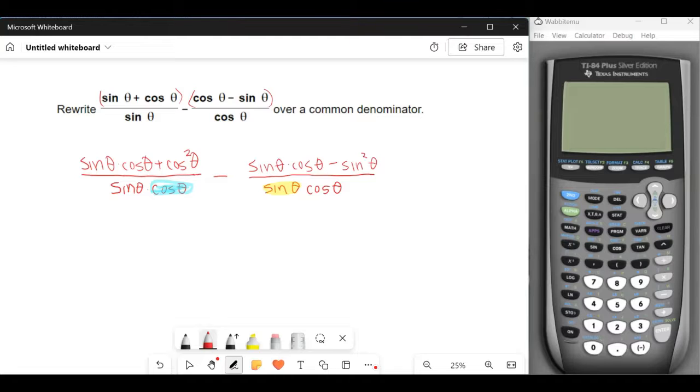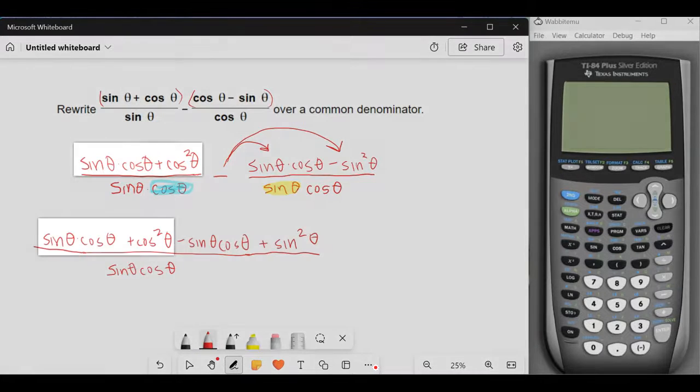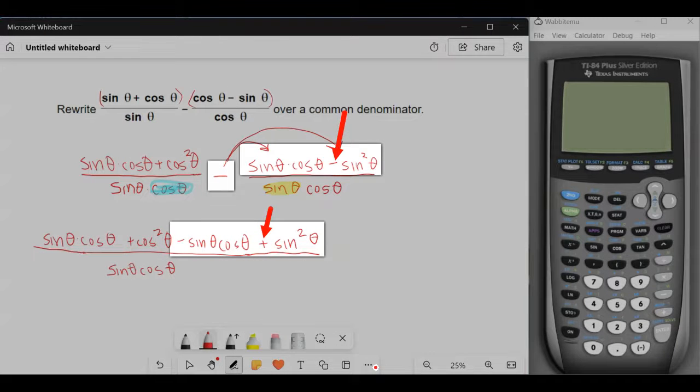So when I get this over a common denominator, this negative is going to get distributed through when I combine the right numerator with the left numerator. So I'll have that sine cosine plus cosine squared minus a sine cosine plus sine squared.